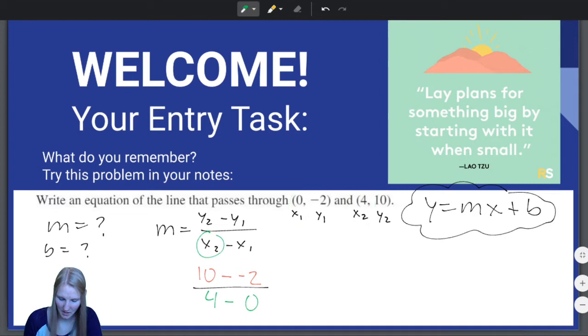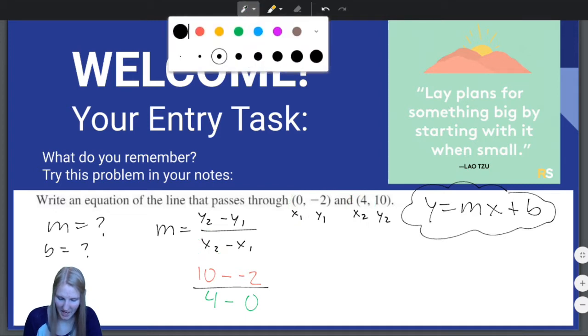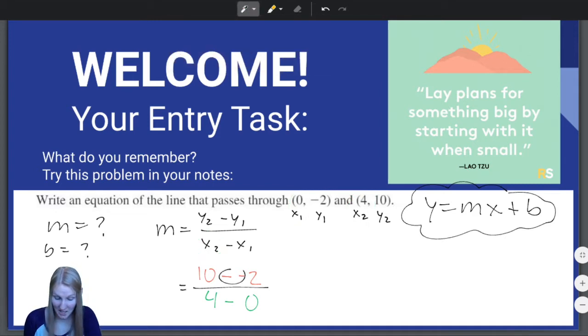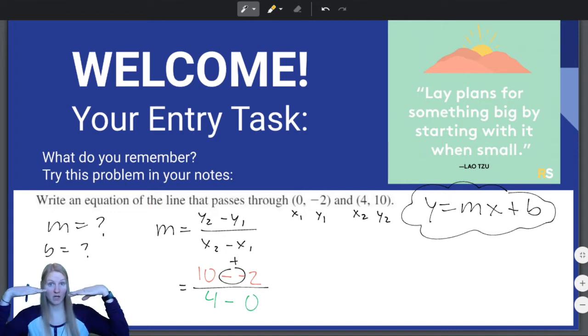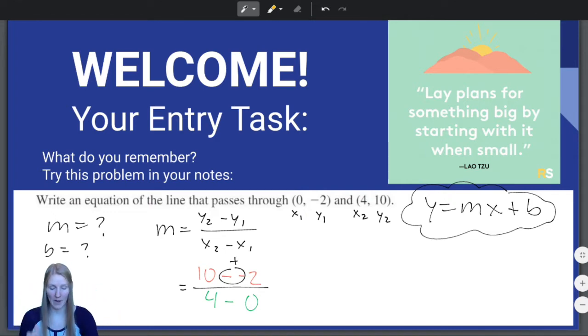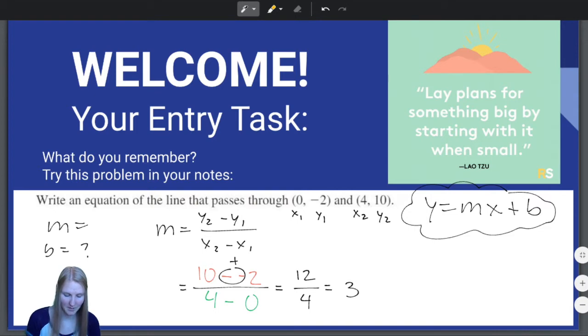Okay, so 10 minus -2, remember minus a negative comes together and becomes positive. So 10 plus 2 is 12, divided by 4 minus 0. Well, that's just 4. So 12 divided by 4 is 3, and we have that m equals 3.